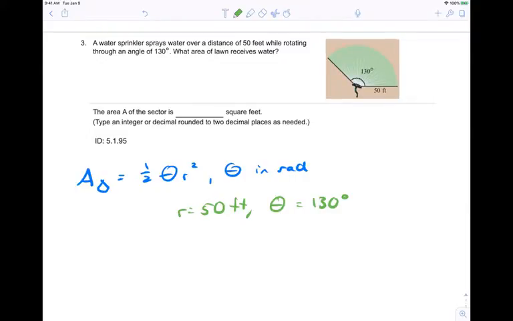Don't give up. You're right there. You're knocking at the door of success. It is the theta. What about the theta? 130 degrees. So then, what do we need to do with that 130? We have to change it to radians. There it is. They gave it to us in degrees. We need to convert it to radians. Remember, I said that formula only works if theta is in radians. So we need to convert.